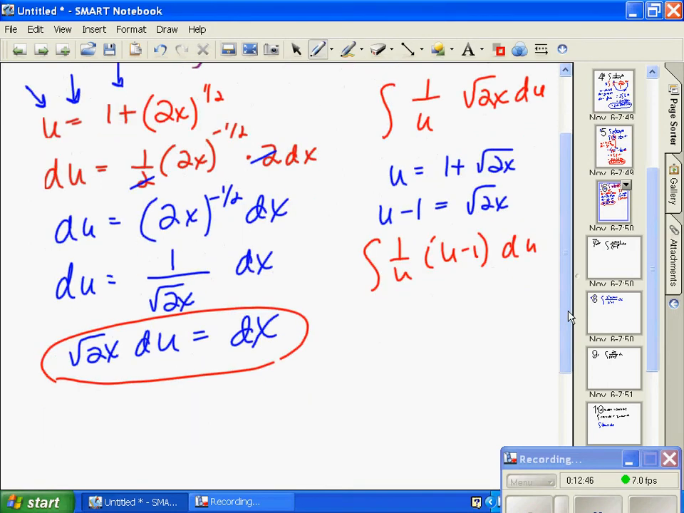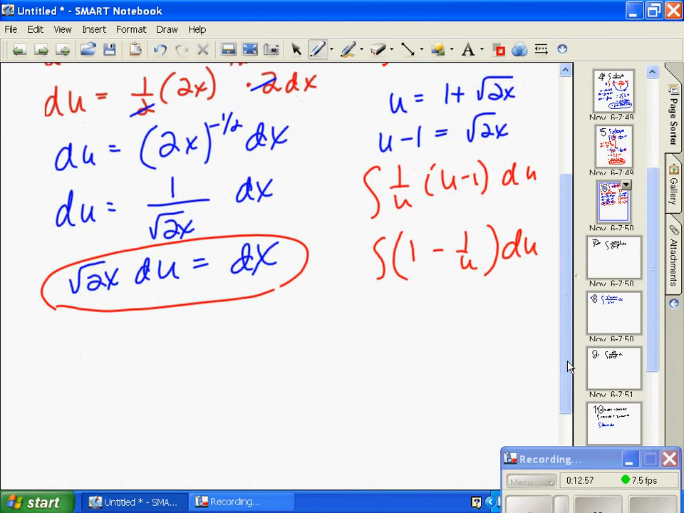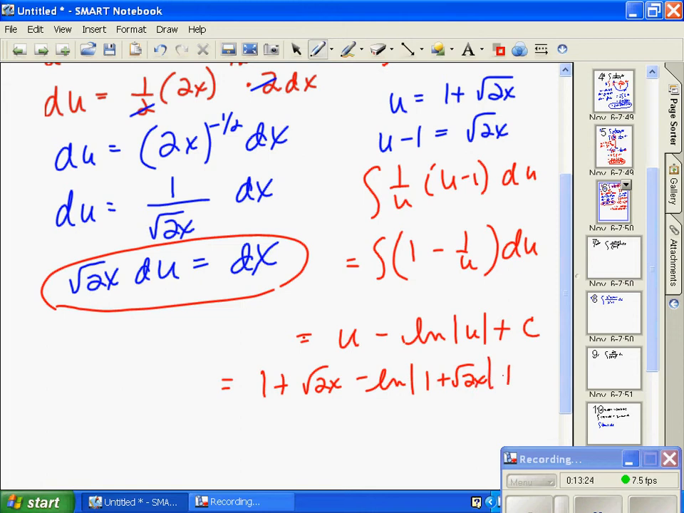So now I'm going to continue with distributing the u there. 1 over u times u, I would get 1 minus 1 over u, parentheses, du. So doing the antiderivative of each one separately, I would have the antiderivative of 1 is just u, minus the antiderivative of 1 over u is the natural log of the absolute value of u plus c. Now, substituting u back in, I get 1 plus square root of 2x minus the natural log of the absolute value of 1 plus square root of 2x plus c.